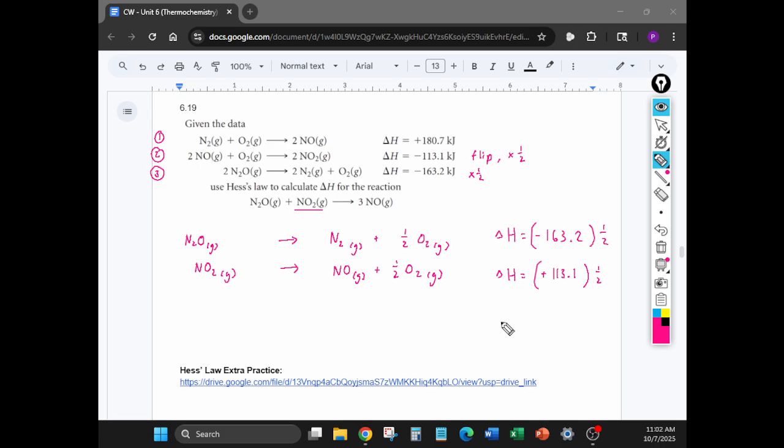All right, and then for the last one, obviously we need to use equation 1 as well. So if you take a look at equation 1, and if you take a look at the final equation, see how we want NO on the product side.